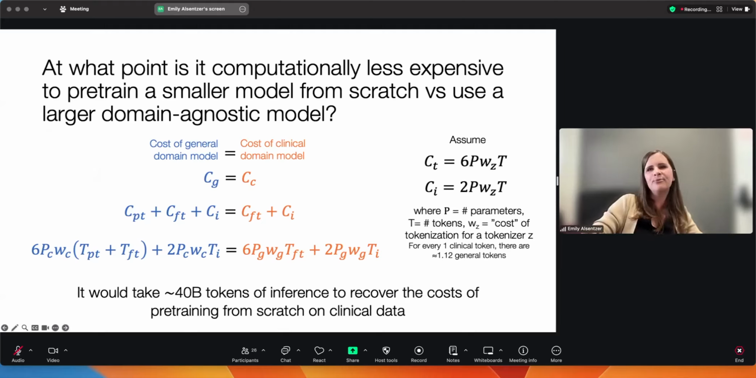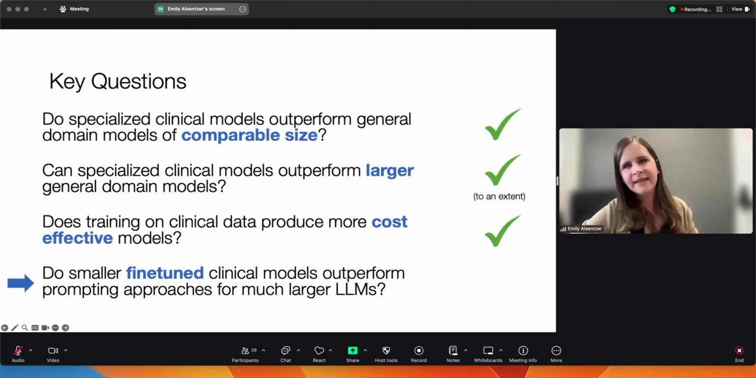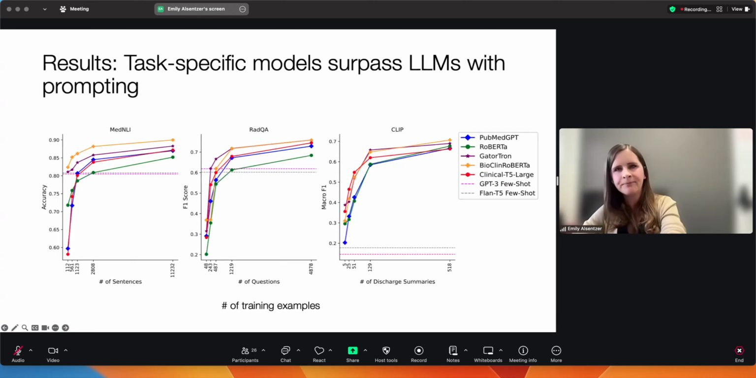So it'd take 2.5 years to recover the cost of a specialized clinical model that runs over each node a single time. But as you would imagine, we'd be using these models for multiple different tasks over multiple different years to make up those costs. And then finally, we investigated whether these smaller fine-tuned models can outperform prompting approaches of larger language models.